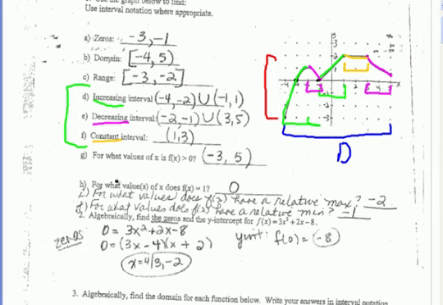This next question asks us, for what values of x is f of x greater than 0? Remember that f of x is the same as y, so they're asking us, for what values of x are the y values greater than 0? Now this answer is actually not correct, and I'll explain why.